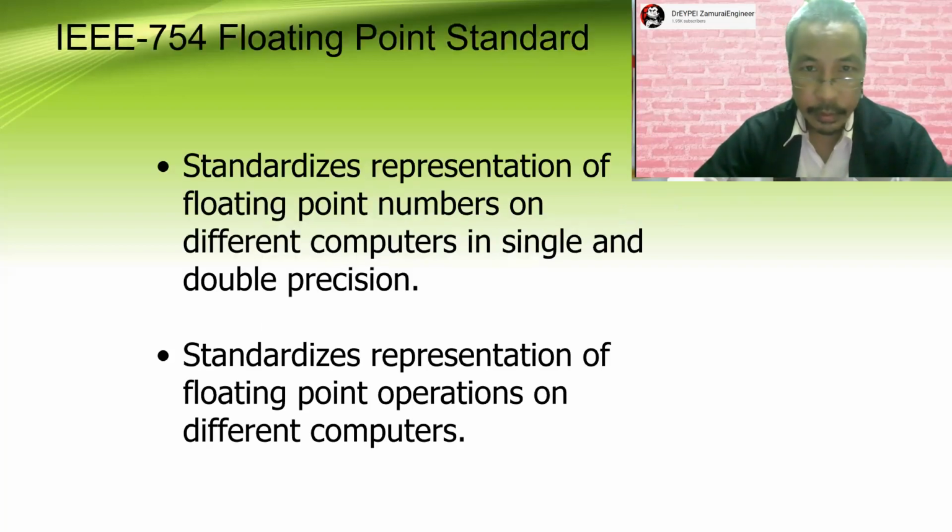Okay. So floating point is standard. That is the standardization of floating point numbers on different computers in single and double precision. So it defines the representation of floating point operation on different computers. That's why different computers are able to communicate with each other. Different cell phones are able to communicate with each other. We can send data. Okay? We can send information. We can send text.